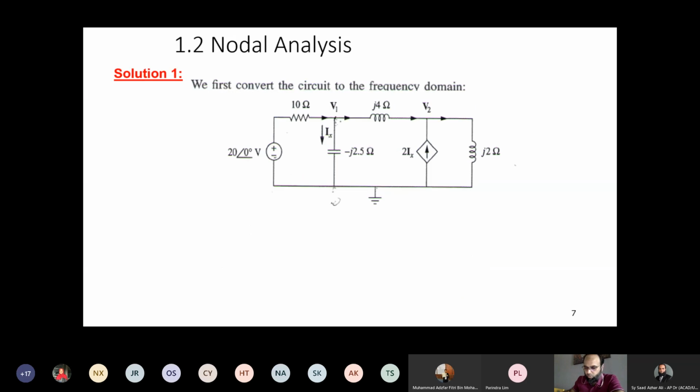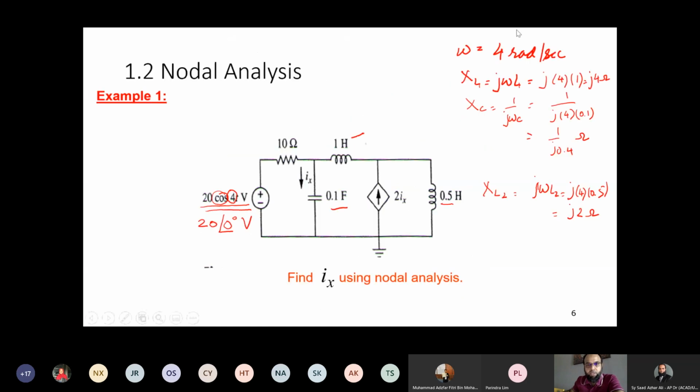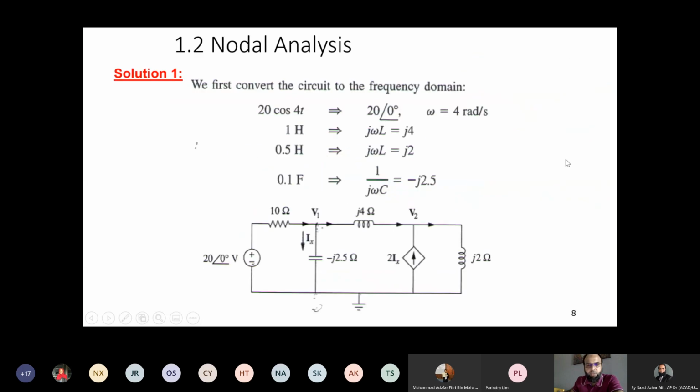So just to go back, this is our calculation. Omega is 4, XL1 is J4, XL2 is J2, and XC is 1 upon J0.4. So if I move forward, all of the values are here. This 1 upon J omega C, when we simplify it, 1 upon J0.4 will be negative J, and 1 over 0.4 is 2.5 ohms.